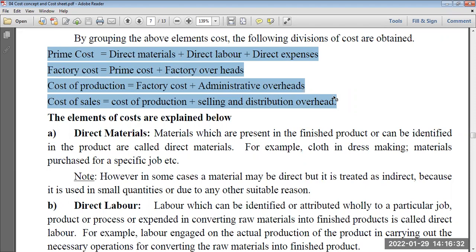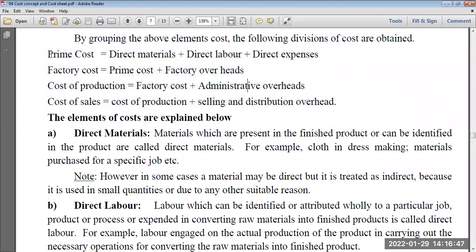I repeat again, cost sheet is nothing but a statement which helps us to estimate the cost of production of a product or service by having a breakup in different stages. Look at these highlighted sentences here. Prime cost is nothing but direct material plus direct labor plus direct expenses. These three things we add together, we'll get prime cost. Prime, important, prime cost, major cost.